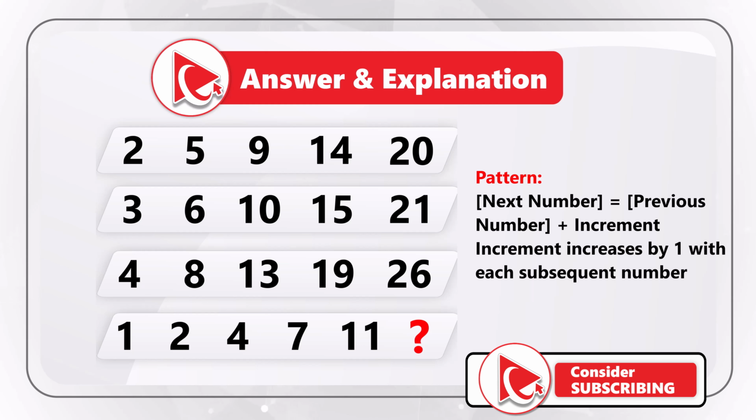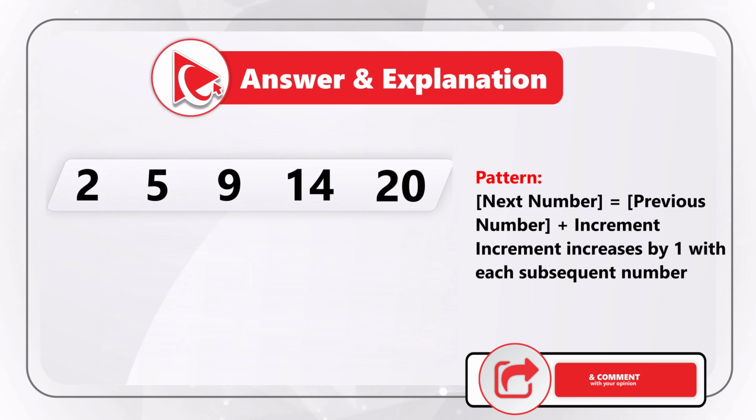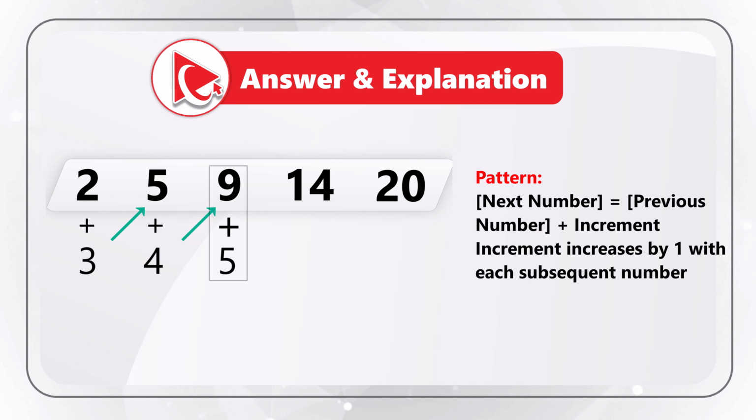Let's look at an example of how calculations are done for the first row of numbers. In the first calculation, the increment is 3. 2 plus 3 equals 5. Then the increment increases by 1 and from 3 becomes 4, which means 5 plus 4 equals 9. Then the increment increases again, and 9 plus 5 equals 14. 14 plus 6 equals 20.